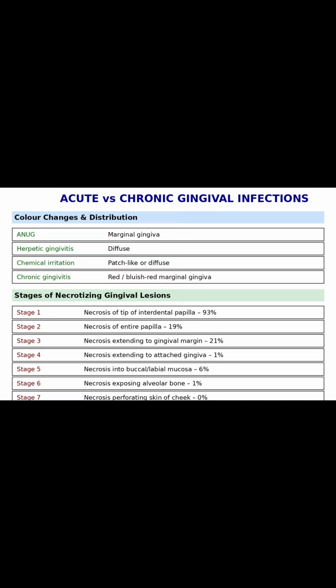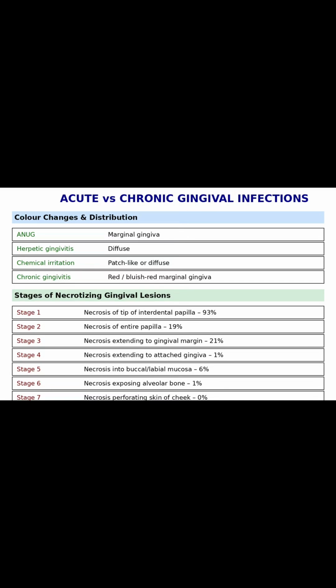So next is stages of necrotizing gingival lesions. Necrotizing periodontal disease progresses in a sequential manner described in stages based on the extent of tissue necrosis. So these were given by Horning and Cohen. Stage 1 is necrosis of tip of interdental papilla. This is the most common presentation. Only the tip of interdental papilla is affected, producing punched out appearance, severe pain, and spontaneous bleeding.